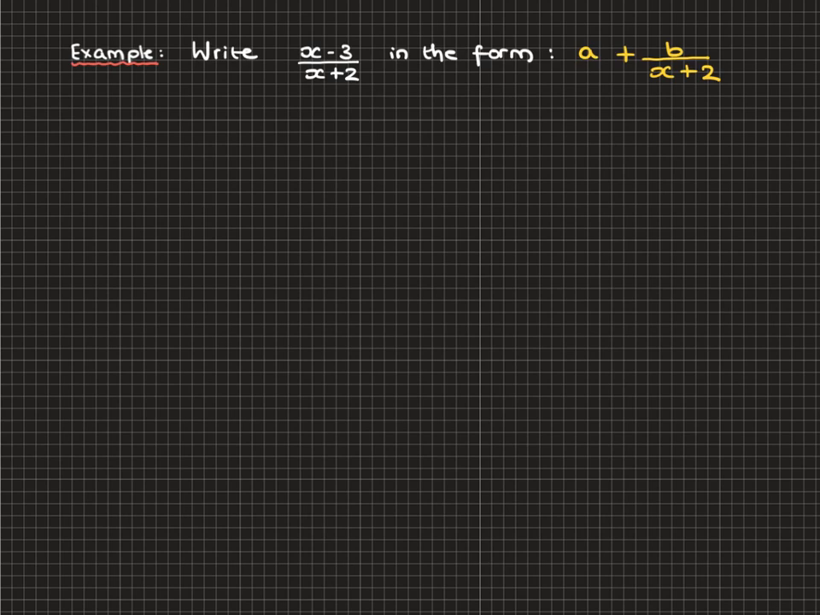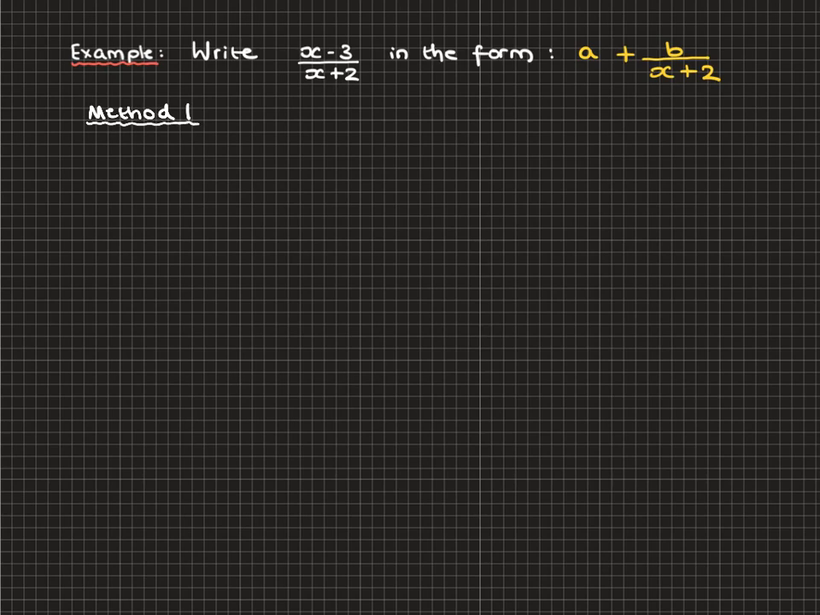So let's explore improper fractions in a little bit more detail. We're going to consider the improper fraction x minus 3 over x plus 2, and we're going to write it in the form a plus b over x plus 2. Now I'm going to look at doing this using two slightly different methods.